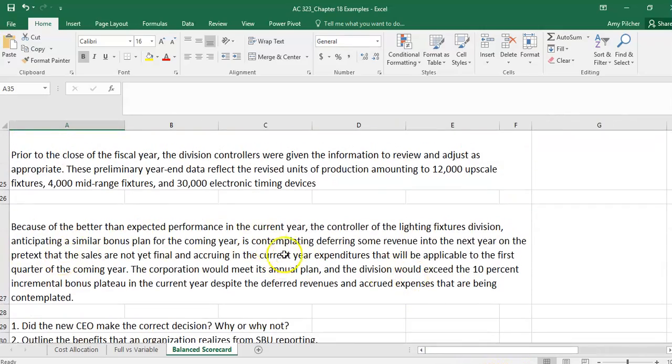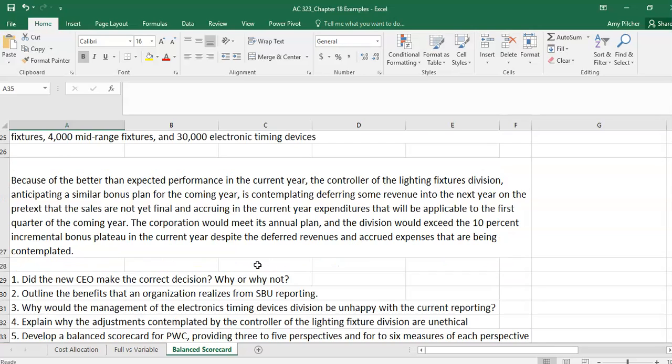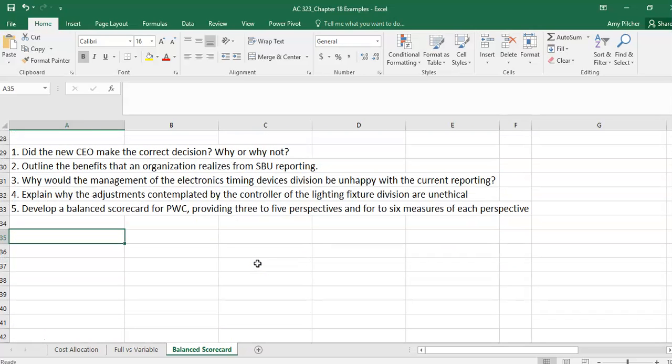The question we have here then is that the controller of the lighting fixtures division is thinking about deferring revenue in order to guarantee that he also gets a benefit next year. So the revenues, of course, more than exceed the 10% requirement to give him a bonus this year. And he thinks that deferring any of that extra revenue to next year would be beneficial to him. So we have a variety of questions about this company.